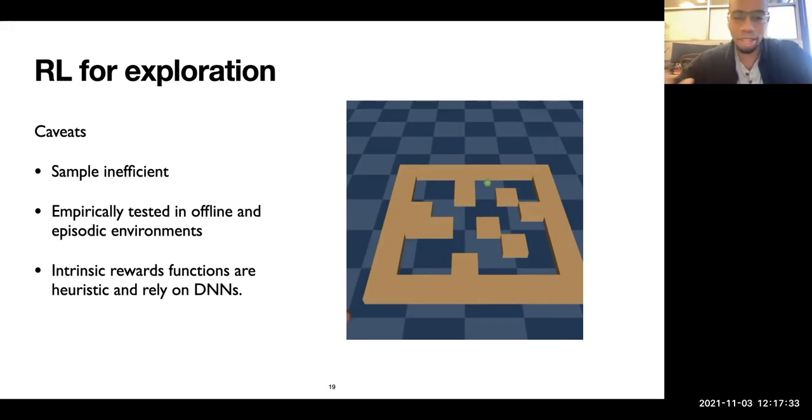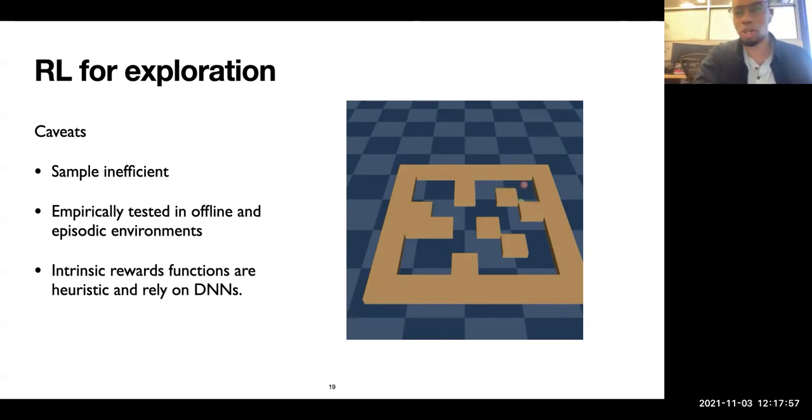And the last thing is that all of these intrinsic reward functions that have been proposed in literature are usually somewhat heuristic, and they rely on a deep neural network. And the reason why this is a caveat is because now you have to do an optimization subroutine. You have to hope that you take enough gradient steps for the deep neural network to reflect the agent exploration effort.